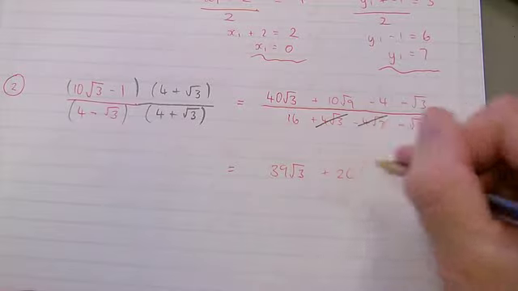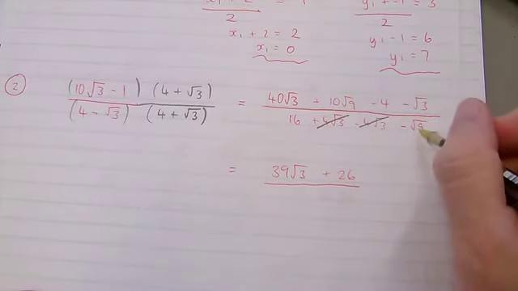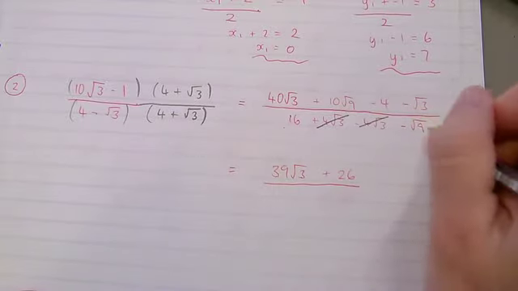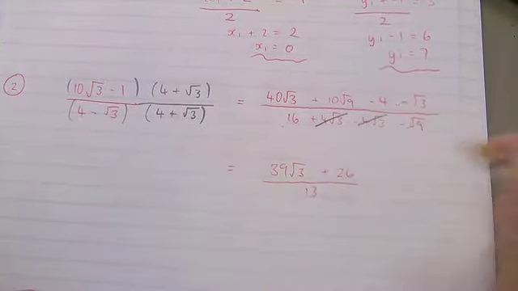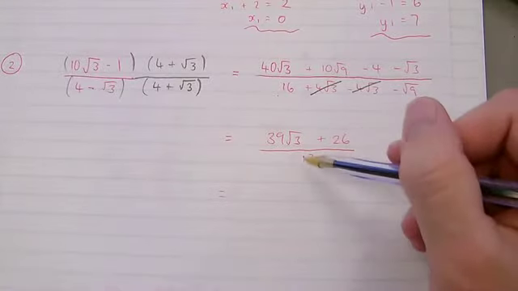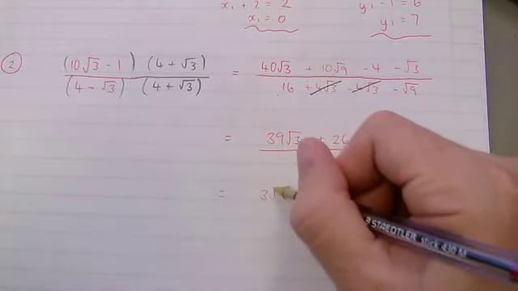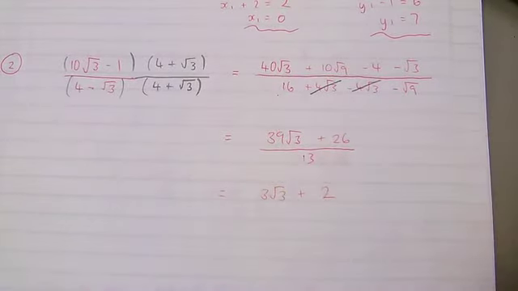So I'm going to have plus 26. And on the bottom here, I've got root 9, minus root 9, which is minus 3. So I'm going to have 16 minus 3, which is 13. That makes perfect sense now to me. I'm feeling pretty confident that I've got that correct, because 13 goes into 39 and it goes into 26. So I get 3 root 3 plus 2.